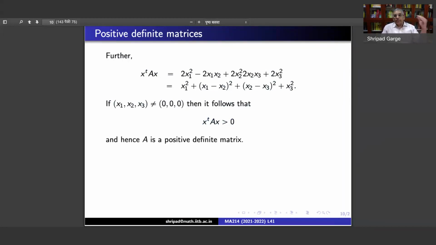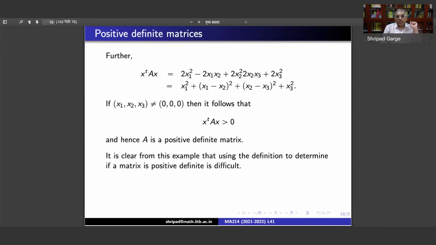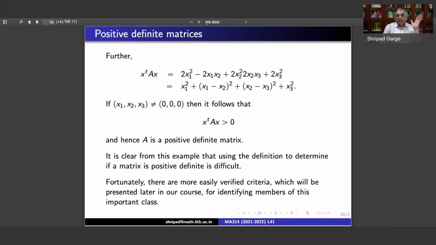So already for 3 by 3 matrices, we had to do some non-trivial work to check that our matrix is a positive definite matrix. So it is clear that using the definition to determine whether a matrix is positive definite or not is going to be a bit difficult. Fortunately, there are some other criteria which are quite easily verified. They can be easily verified, and we will see them later, because the set of positive definite matrices is a very, very important class of matrices.